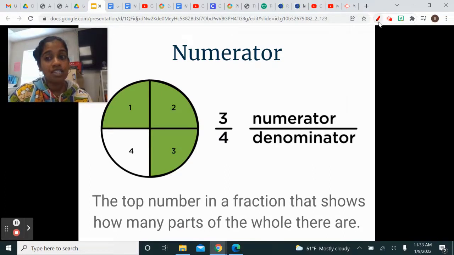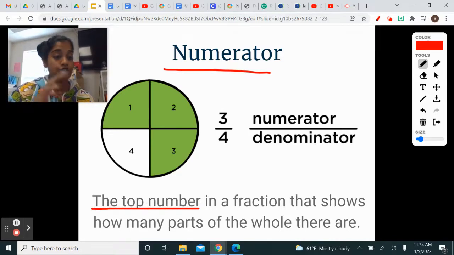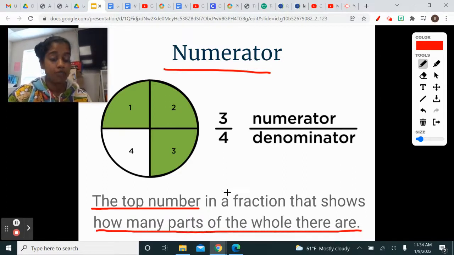Our new word for today is numerator. A numerator is the top number. The numerator is the top number in a fraction that shows how many parts of the whole there are. Our denominator tells us how many parts our whole is being cut into. The denominator says that we have 4 equal pieces. Our numerator is our top number. In this case, it's the 3 right here.